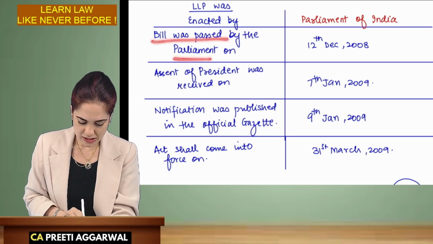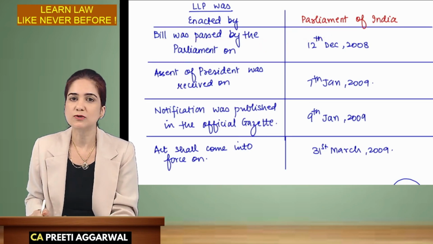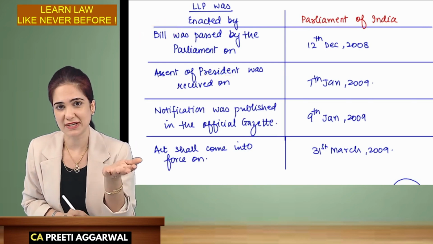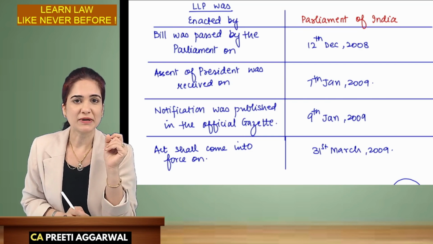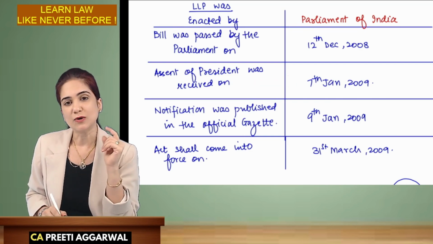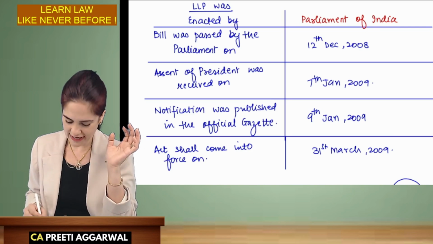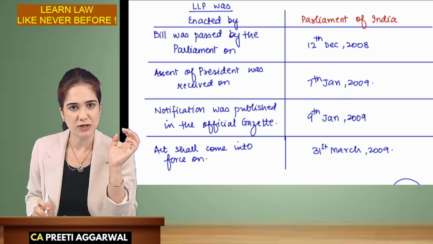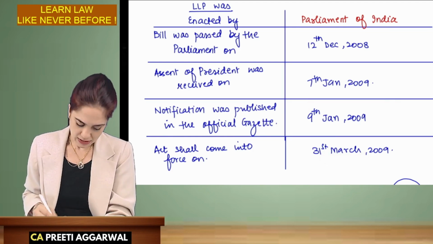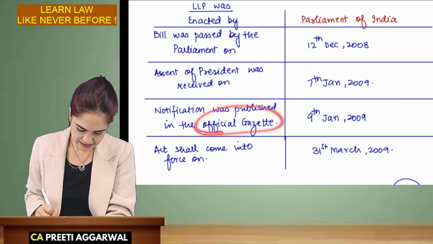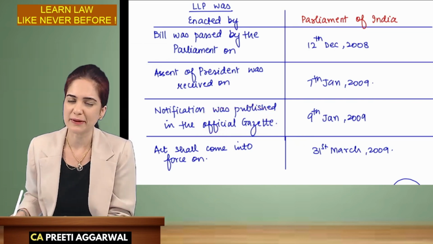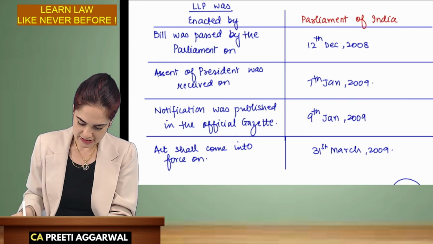The bill was passed by the Parliament on 12th December 2008. The bill is just a draft stage of the act. The assent of the President was received on 7th of January 2009. The notification was published in the official gazette on 9th of January 2009, and the act came into force on 31st of March. So it was already mentioned in the official gazette that the act shall come into force on 31st of March. So the act comes into force on the date mentioned. So this is the timeline.